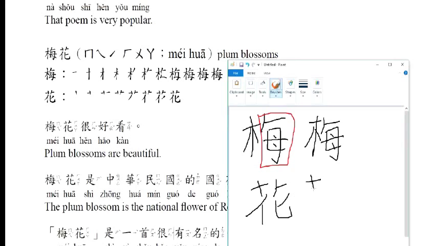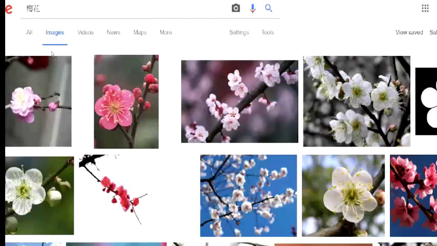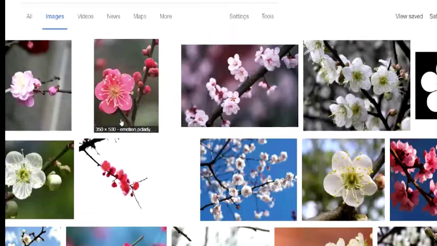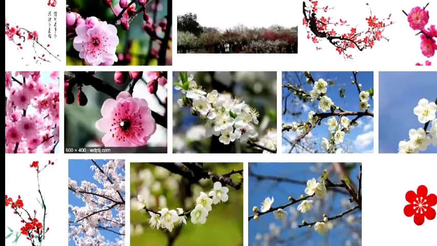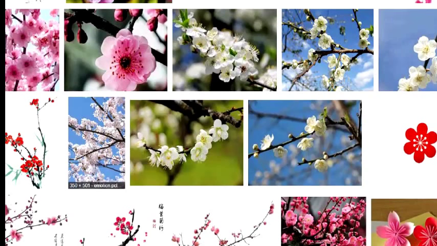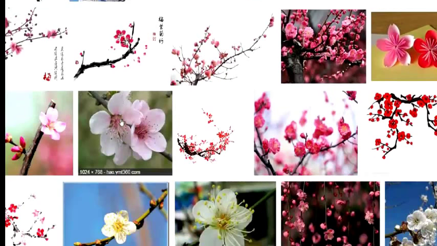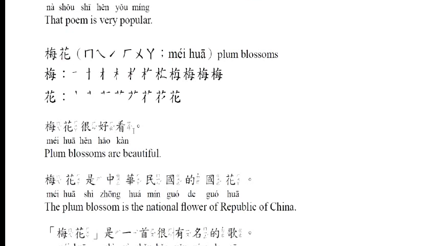梅花 is a very beautiful flower. They can grow in very cold environments. 梅花. This is the national flower of Taiwan. 梅花很好看. 很, very; 好看, good to see. 梅花 is very good to see. 梅花 are beautiful.